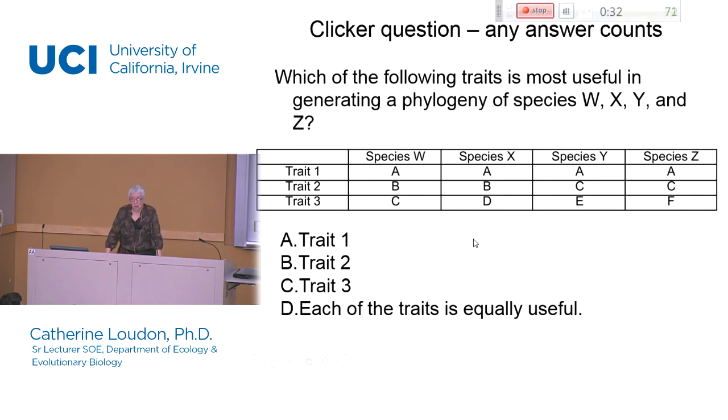And I want you to consider which of the following traits is most useful in generating a phylogeny for these 4 species. Do you think trait 1 is most useful? Do you think trait 2 is most useful? Do you think trait 3 is most useful? Or do you think they're all equally useful? Why don't you consider this question and chat with your neighbor for 20 seconds or so, and then I'll check back in with you.